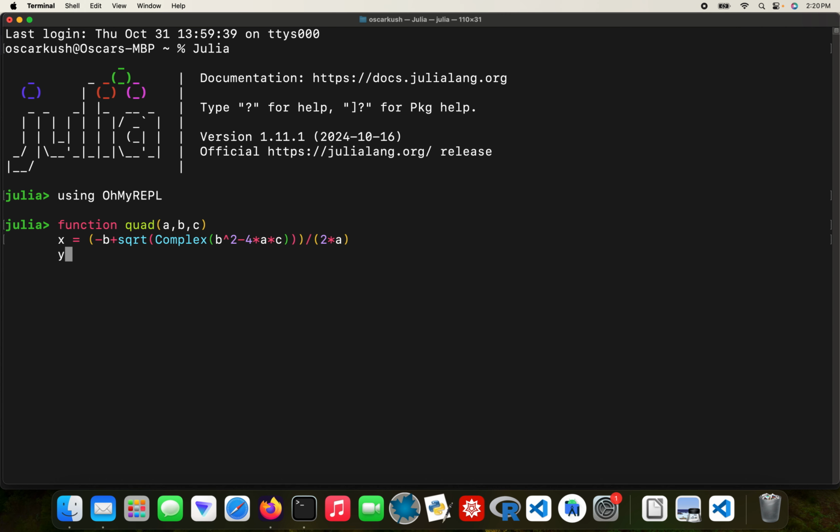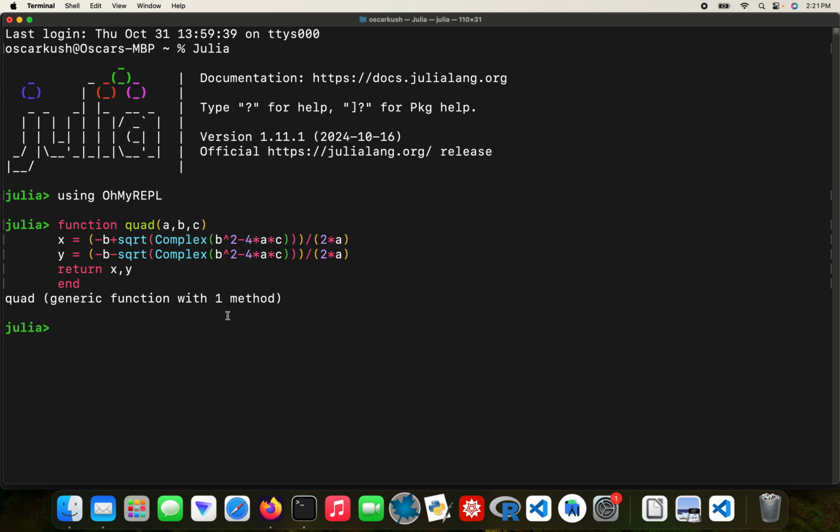And then y is the same. So actually, let me just copy that, it's just easier for me. What I need to do now is just change the square root sign to the negative. Then return x and y, and then type in end. So there we are. It generated a function with one method.